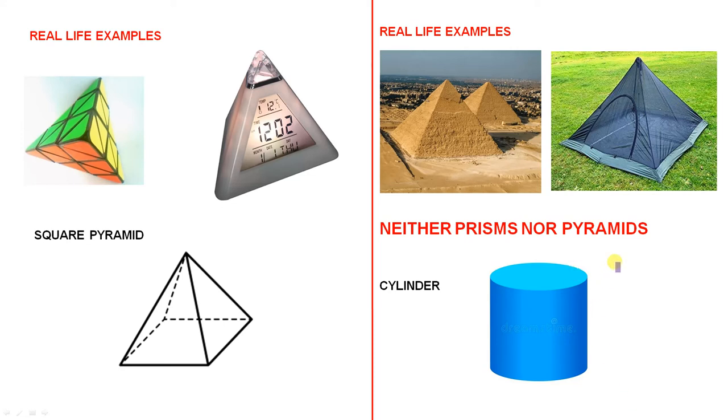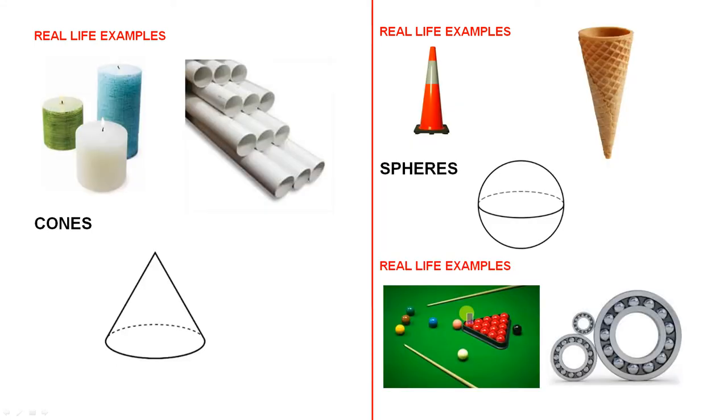The ones which are neither prisms nor pyramids, one example is a cylinder. There it is there. And here are some examples, some candles and some pipes or tubing. They are cylinders. With cones is quite straightforward. We have a circular base and it goes up to a point, similar to a pyramid, but they're actually not pyramids. The real life examples are the traffic cone and the ice cream cone.